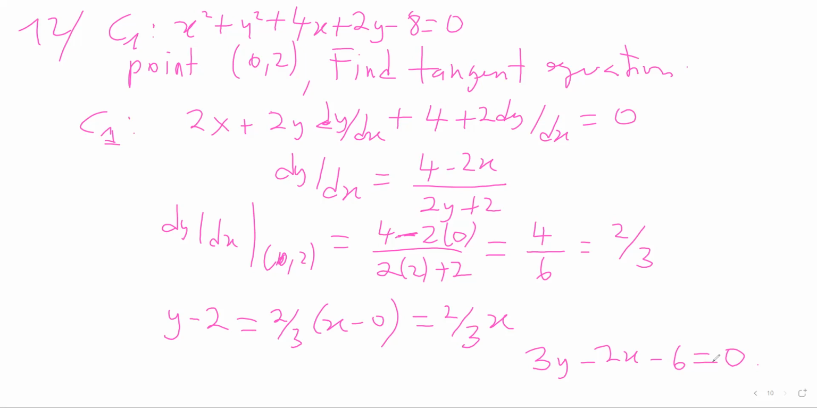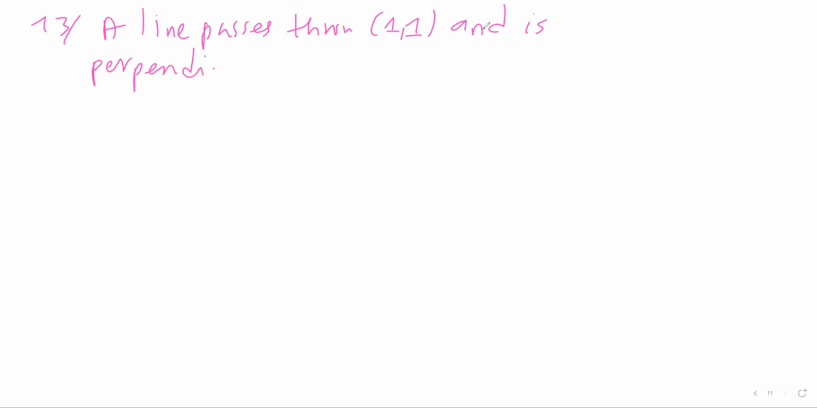Then the next one, which is 13, says that a line passes through (1, 1) and is perpendicular to another line 3x plus y is equal to 7. What is its x-intercept?